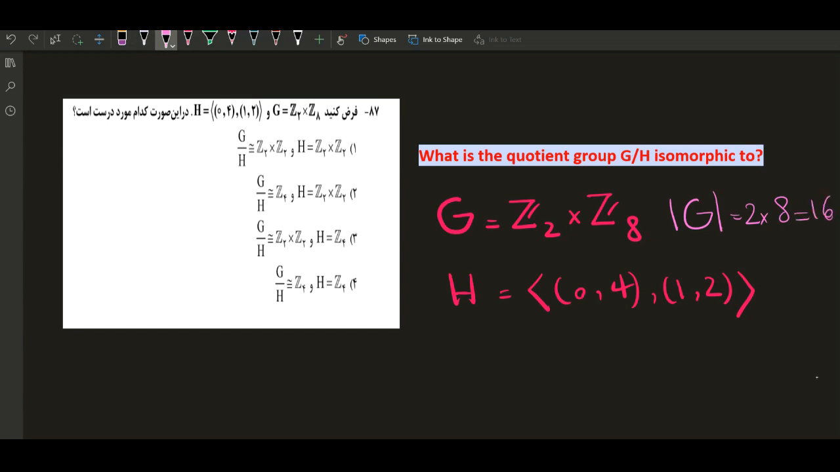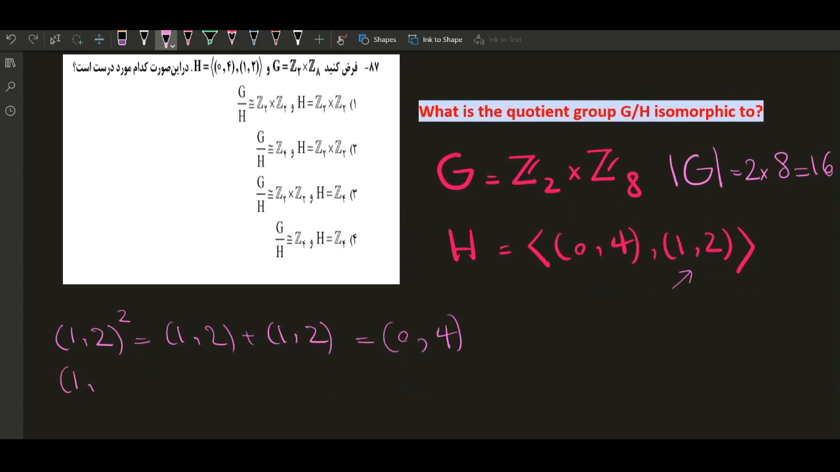Now we have to find the order of the subgroup H that is generated by (0, 4) and (1, 2). Because (1, 2) is one of the generators of H, H includes all the powers of (1, 2). So first we calculate all the powers of (1, 2). (1, 2) to the second power is equal to (1, 2) plus (1, 2). We add the first component mod 2 and we get 0: 1 plus 1 equals 2, 2 mod 2 equals 0. We add the second component mod 8, 2 plus 2 equals 4.